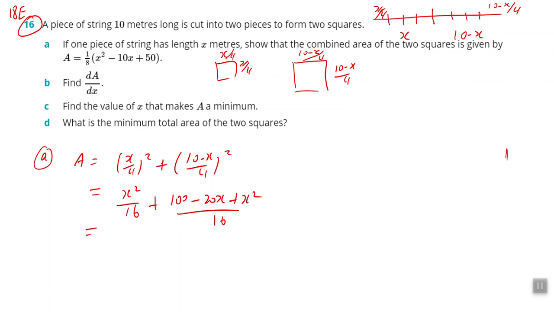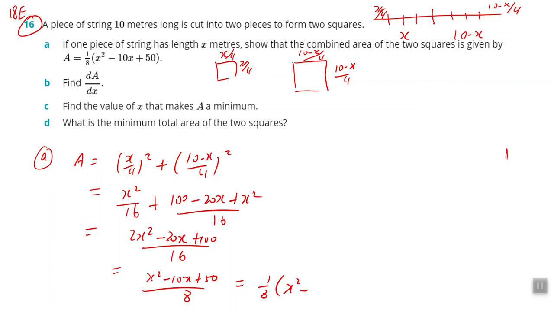Now, what can we do? We can combine the tops, so 2x squared minus 20x plus 100 on 16. I can divide the top and bottom by 2, so we'll get x squared minus 10x plus 50 on 8, which equals what we're after, x squared minus 10x plus 50 all over 8. So that's my show that.